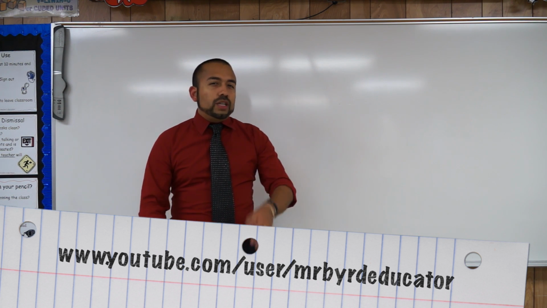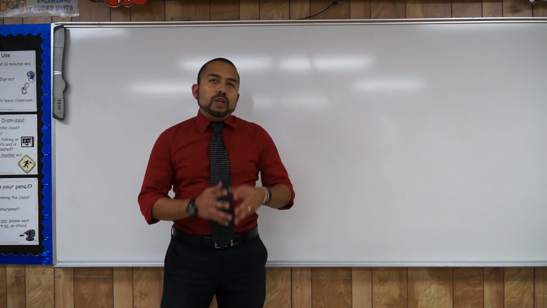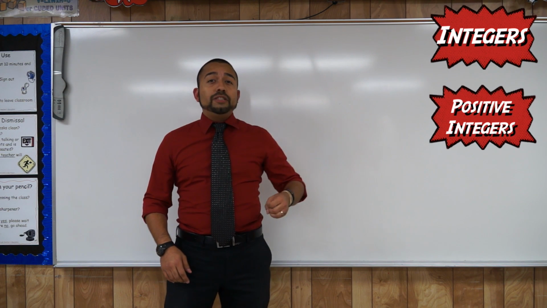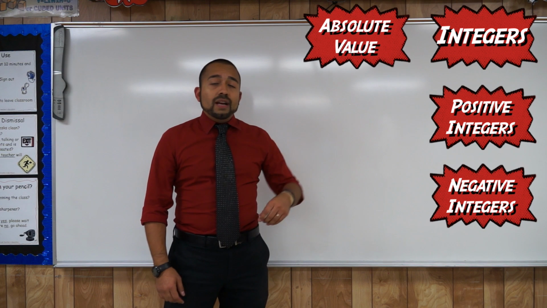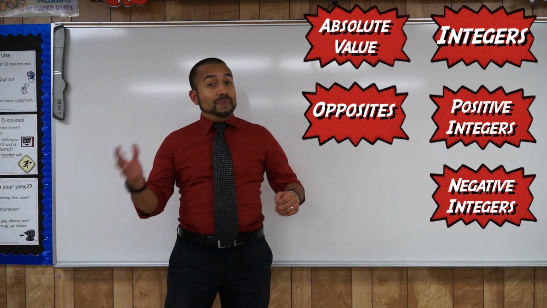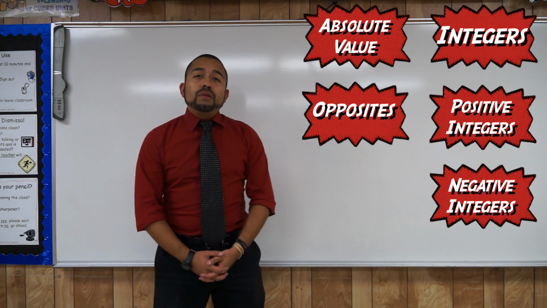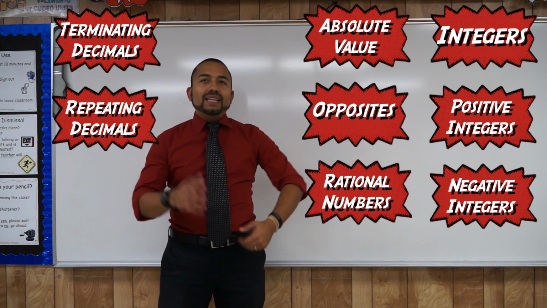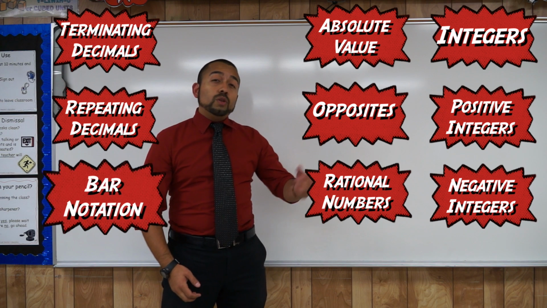Now, as far as vocabulary this 6 weeks, you were exposed to words such as integers, which includes positive integers, negative integers, absolute value, opposites. You also learned about rational numbers, terminating decimals, repeating decimals, and then there's also bar notation.